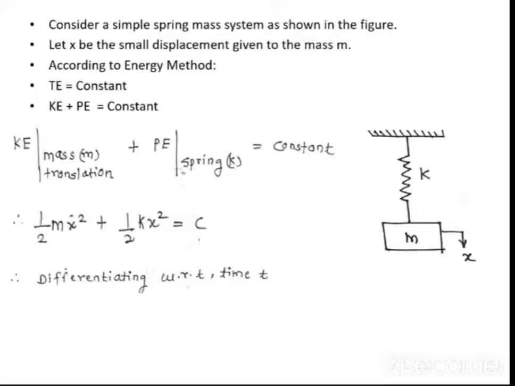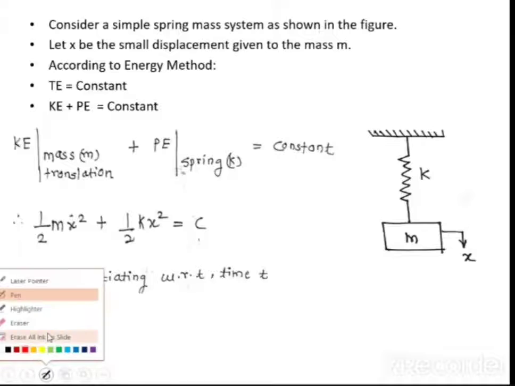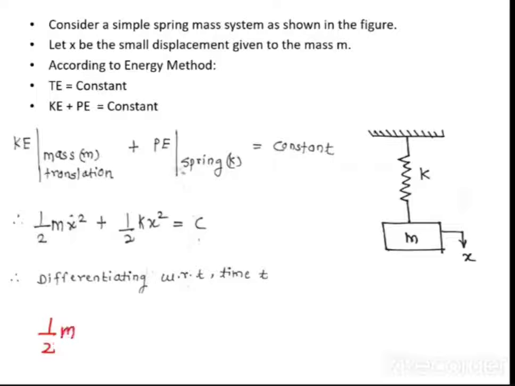So how do you differentiate? Okay, so 1/2 m is constant. Now x dot squared. What is the derivative of x dot squared? Anyone? 1/2 m into x dot squared is the derivative.